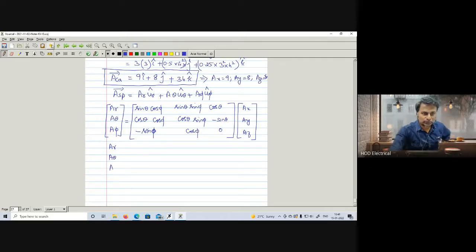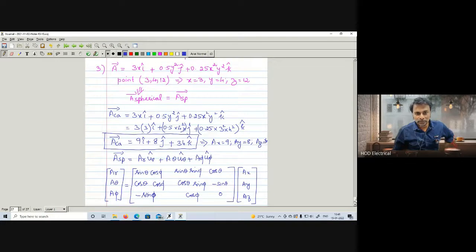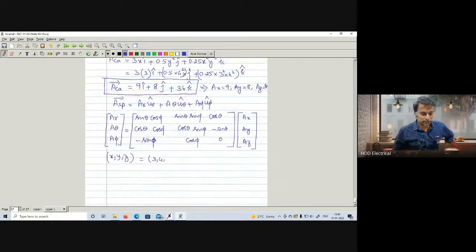But before that, we should know what phi and theta are. For that, we have A_x, A_y, and we can substitute. At the same time, we should know what theta and phi are. Already we have this vector with point x, y, z given as 3, 4, and 12.